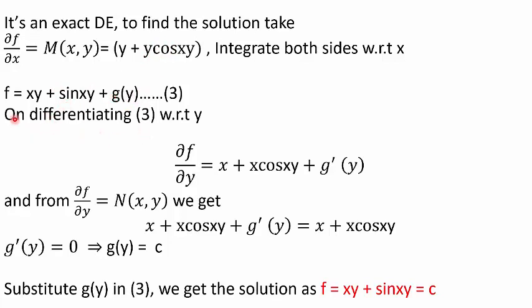Now, we use the second condition, ∂f/∂y is equal to N. For that, we are going to differentiate equation 3 with respect to y. We get ∂f/∂y is equal to x + x cos xy + g'(y). Equated to N, we see the terms x + x cos xy cancel on both the sides. g'(y) is 0. On integration, we get g(y) is c. If I substitute this, g(y) is equal to c, we will get f.